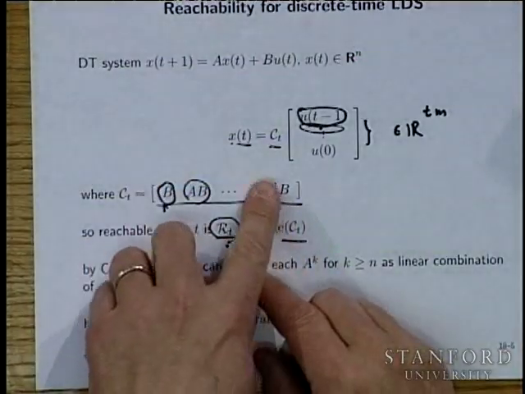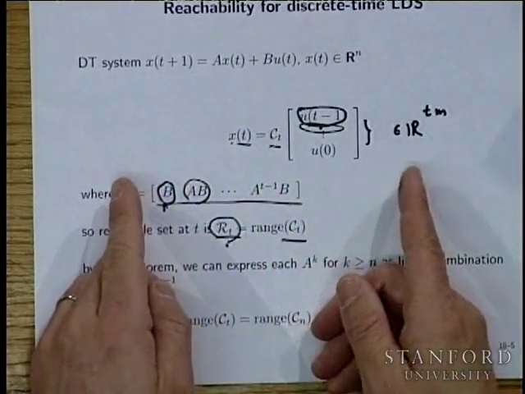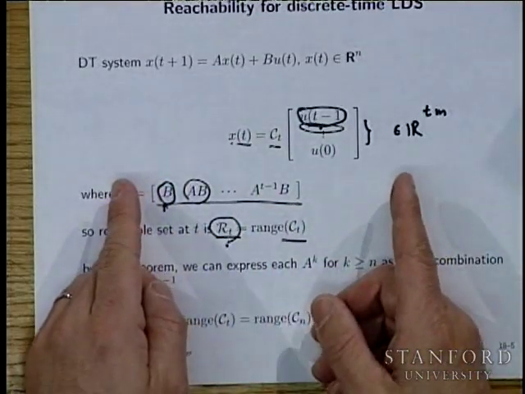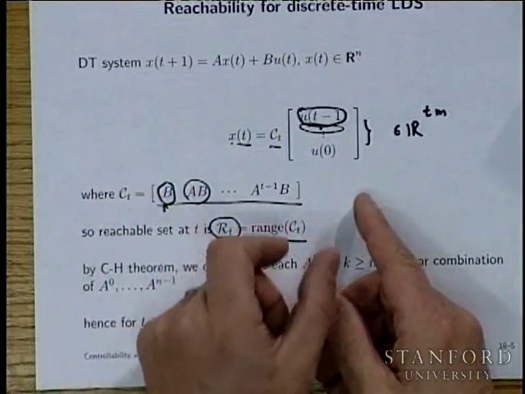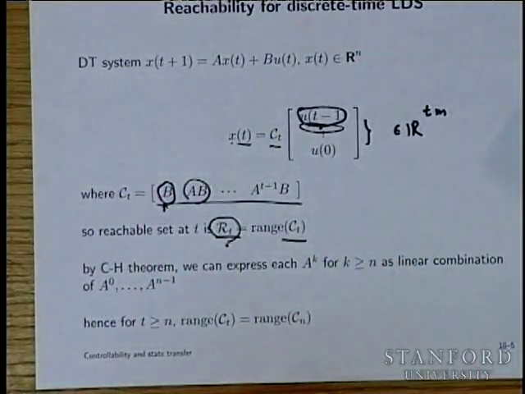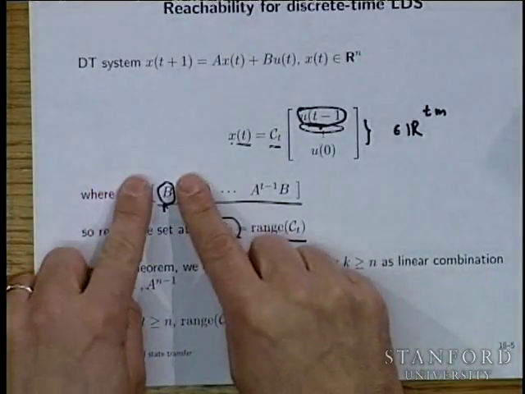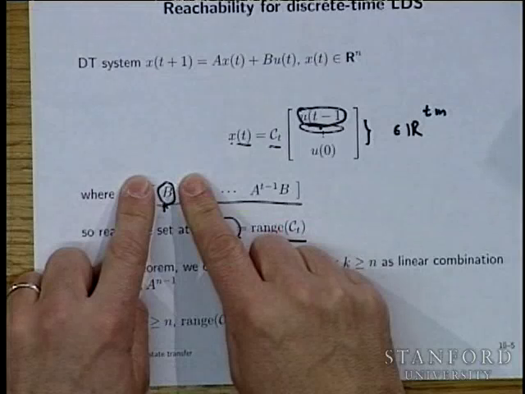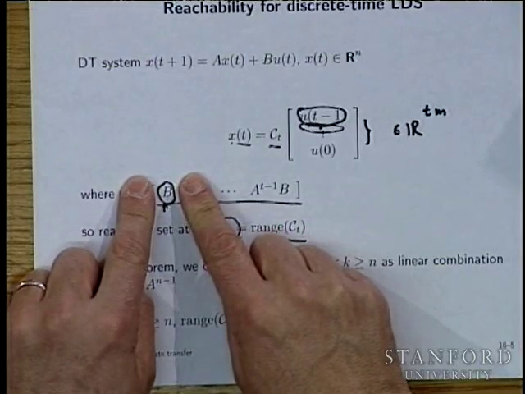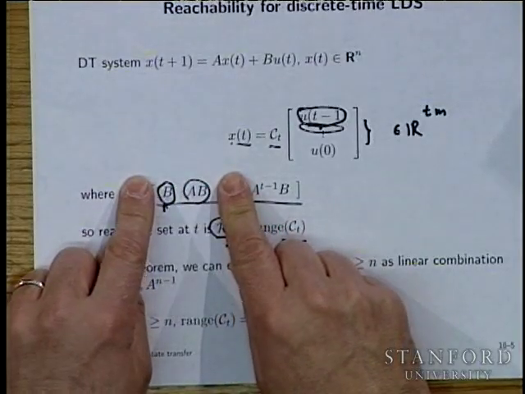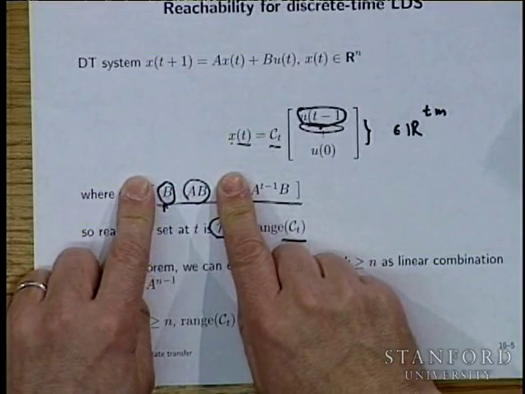As you increase t, it gets fatter and fatter. In fact, every time you increment time, the matrix gets fatter by the width of B. That's the number of inputs, which is m, what we're using here. So what happens is you have a matrix. You start with B. The range of B is where you can get in one step. Then the range of B and AB is where you can get in 2 steps.